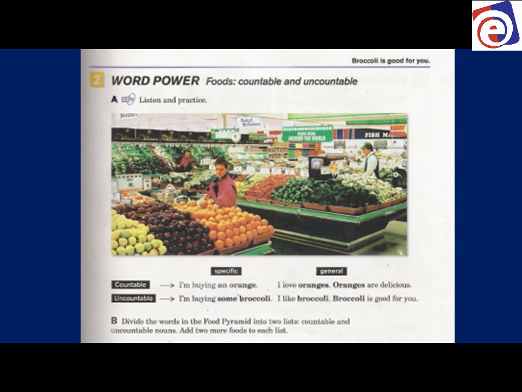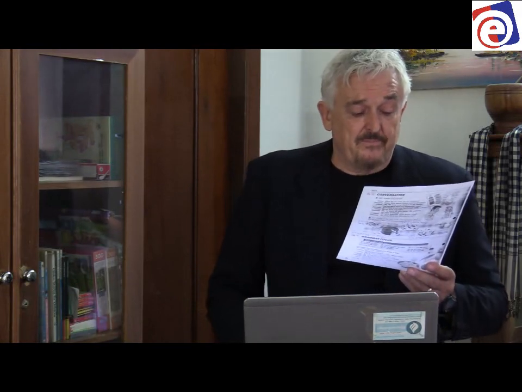I'm buying an orange. I love oranges. Oranges are delicious. I'm buying a banana. I love bananas. Bananas are delicious. I'm buying some broccoli. I like broccoli. Broccoli is good for you. I'm buying some rice. I like rice. Rice is good for you.